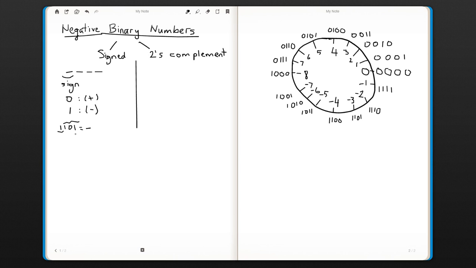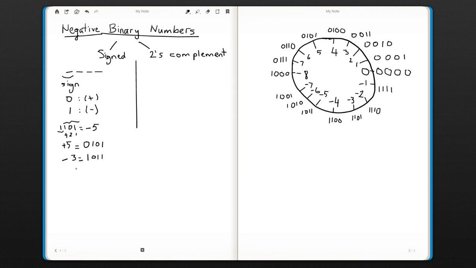So 1 times 1, 0 times 2, 1 times 4: 4 plus 1, this is 5. So this number is minus 5. If you wanted to say plus 5, we would put 0 at the beginning for the first bit, and then 101, which is 5. If you wanted to say minus 3, then the first bit has to be 1, and since it's 3, it's going to be 0, 1, 1.